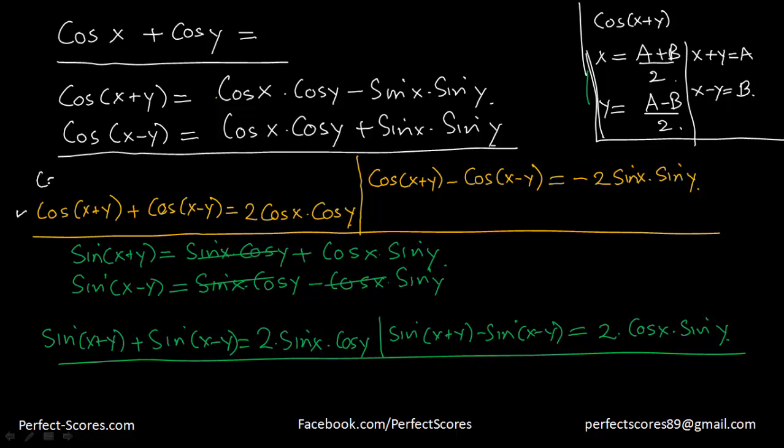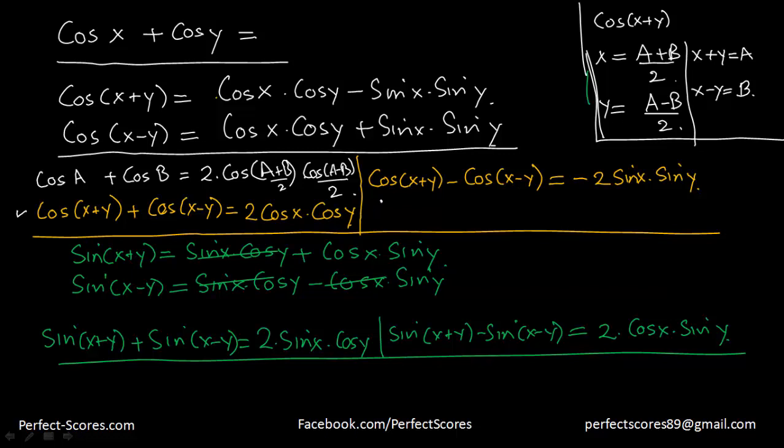Then this expression can be written as cosine of a plus cosine of b, which is cosine of x plus y plus cosine of x minus y. It's equal to 2 times cosine of x. So what is x? x is nothing but (a plus b) by 2, into cosine of y, which is cosine of (a minus b) by 2. So that is a very, very important expression: cosine a plus cosine b is equal to 2 times cosine of (a plus b) by 2 into cosine of (a minus b) by 2, which will hold for all angles.